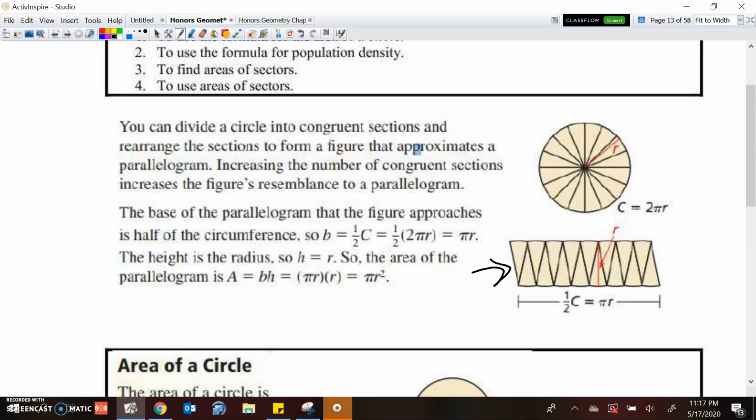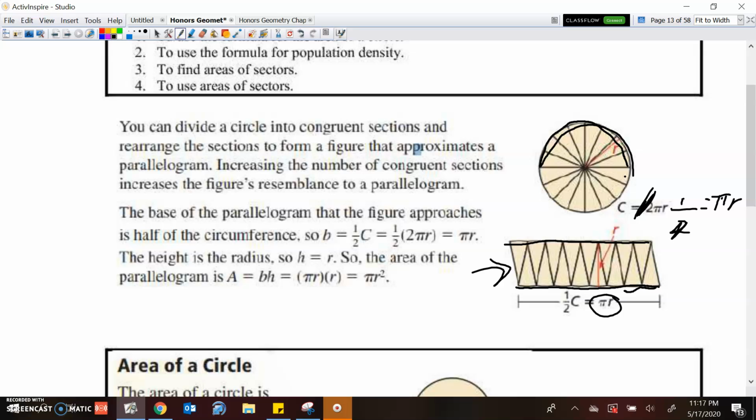Now the base here is going to be half of the circumference, right? Because these are the outside rims of the circle, and it's only half of it because this is the other half. So that's where they get 1/2 C. Since the circumference is 2 pi r, if I take half of that, multiply by 1/2, the 2's cancel, and I'm just left with pi times the radius, which is what they've written here. So that's where those two relate.